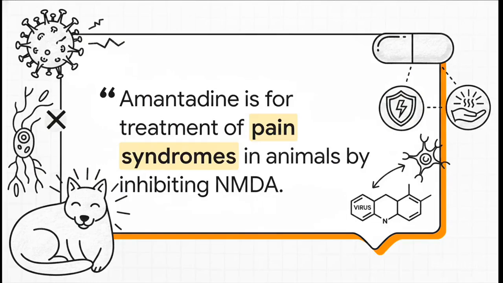Oh, and interestingly, bridging back to our veterinary focus for just a second, drugs often hold these really surprising secondary secrets. Amantadine isn't just an antiviral that disrupts viral assembly. It actually doubles as a vital pain management tool for animals. It does this by targeting completely different neurological receptors, specifically inhibiting the neurotransmitter NMDA. It's a fantastic reminder of just how complex and multi-layered pharmacology really is.